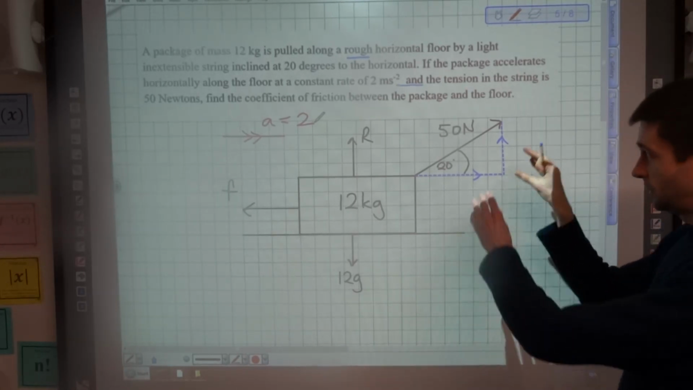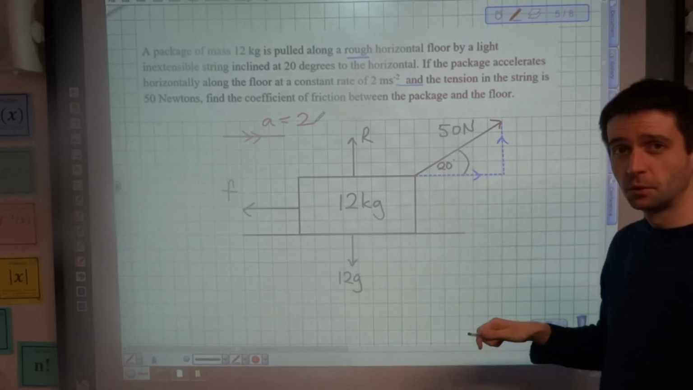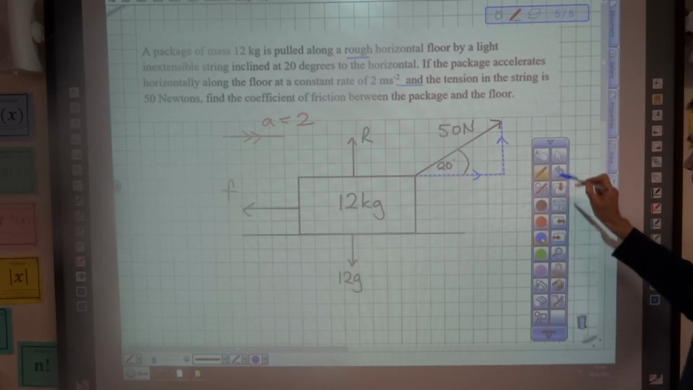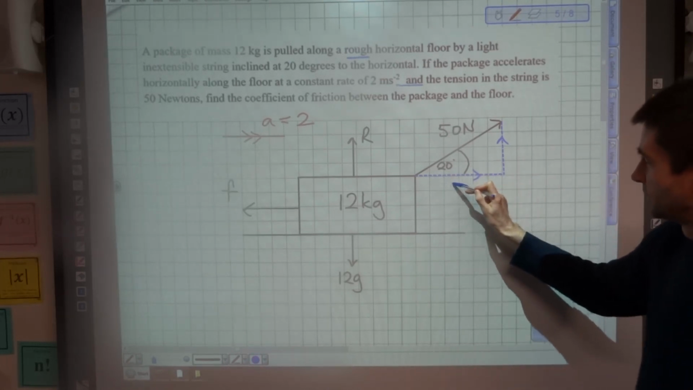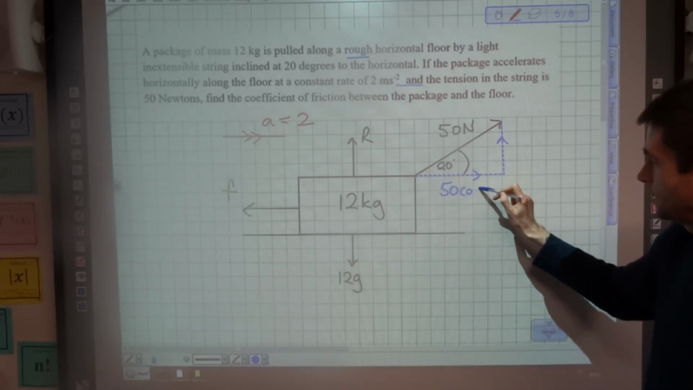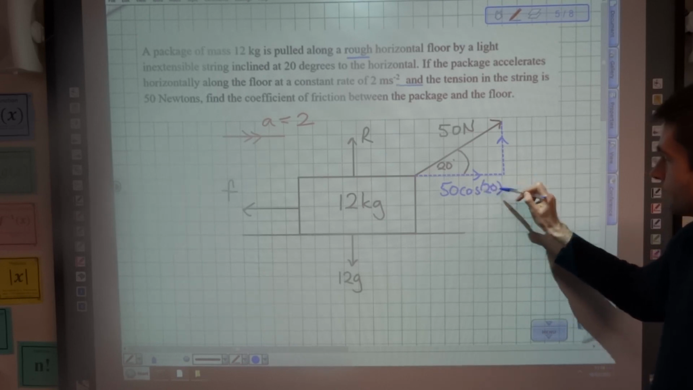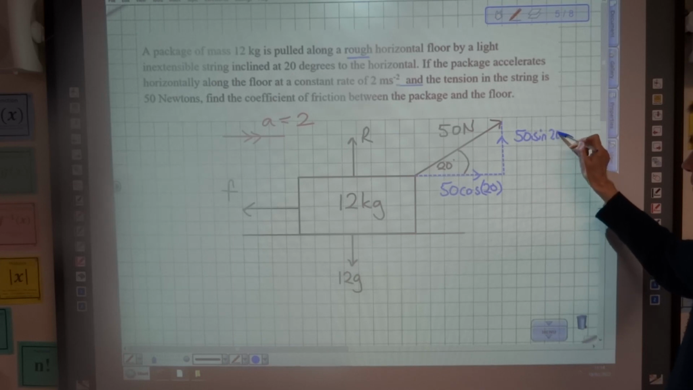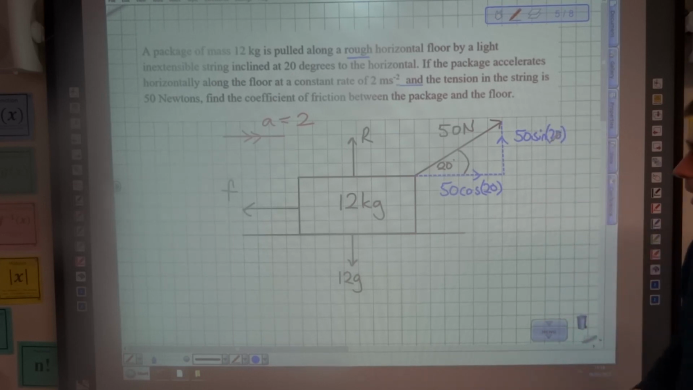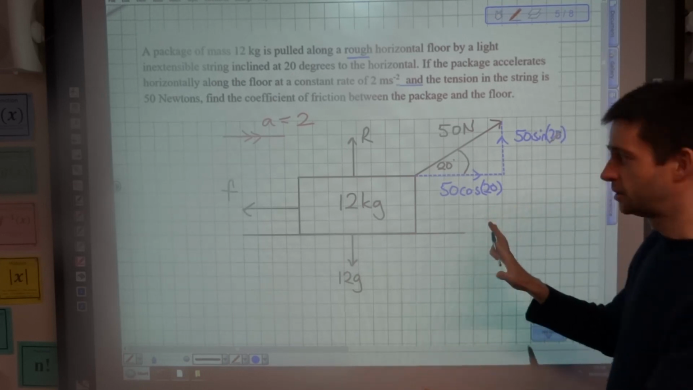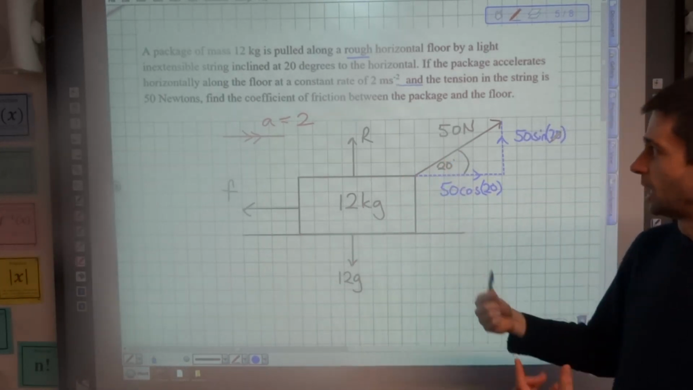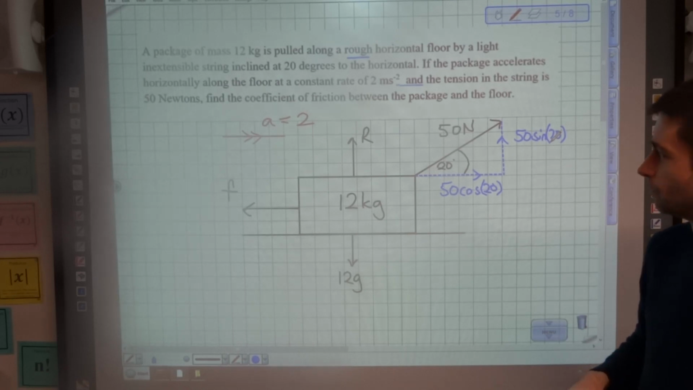So next thing I'm going to do is resolve this 50 newton force into its horizontal and vertical components. So the horizontal component is going to be 50 cos 20, and the vertical component is going to be 50 sin 20. Okay, that's all the forces considered, put into vertical and horizontal components. So now let's look at solving the problem.